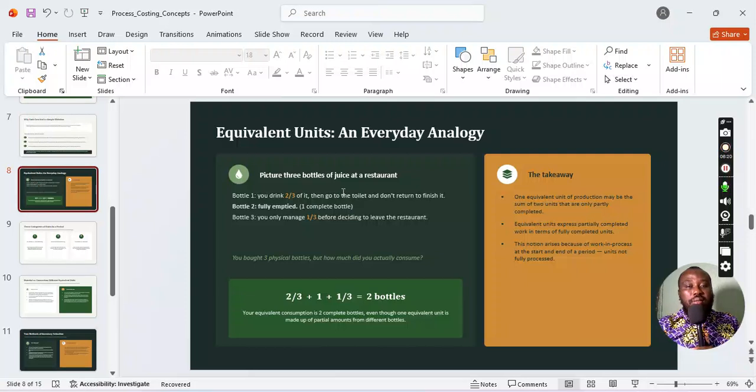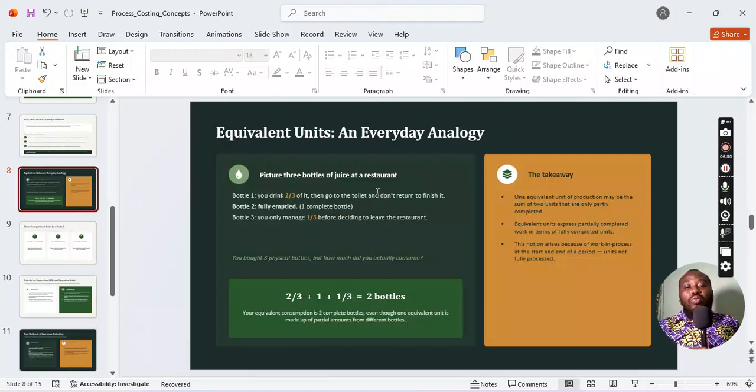Like we can see here in the slide, assume we bought three bottles of juice at a restaurant. We want to know the equivalent, that is approximately what we have consumed for the period. For bottle one, we only drank two-thirds of that bottle. Then we went to the toilet and we didn't return to finish it.